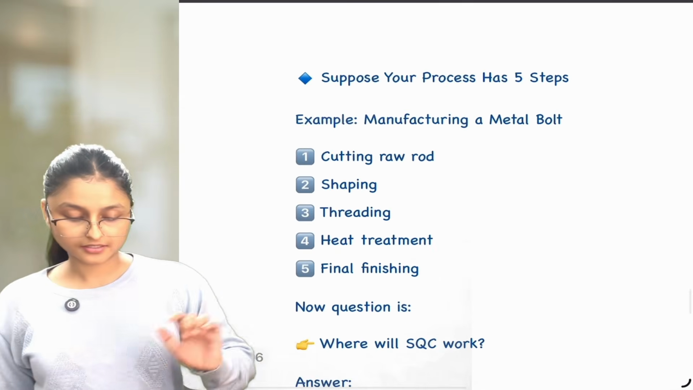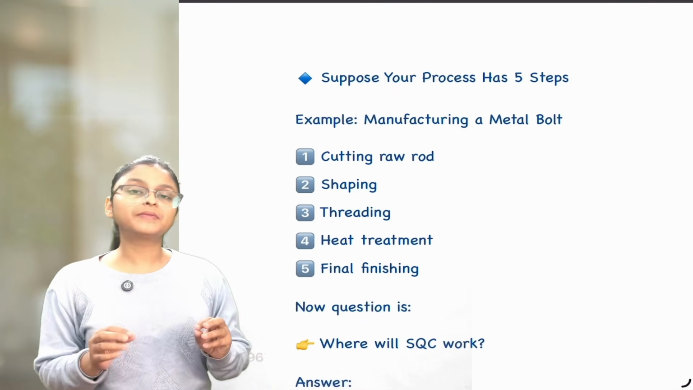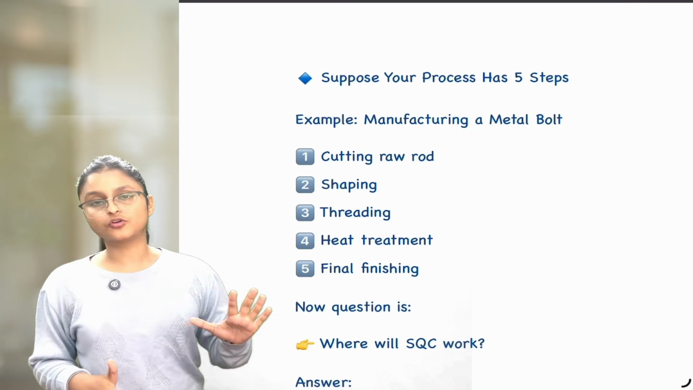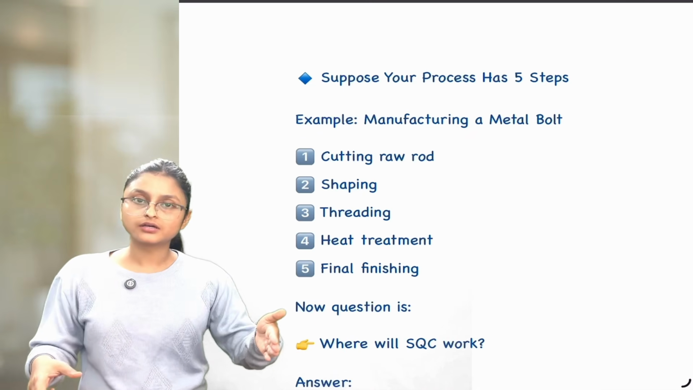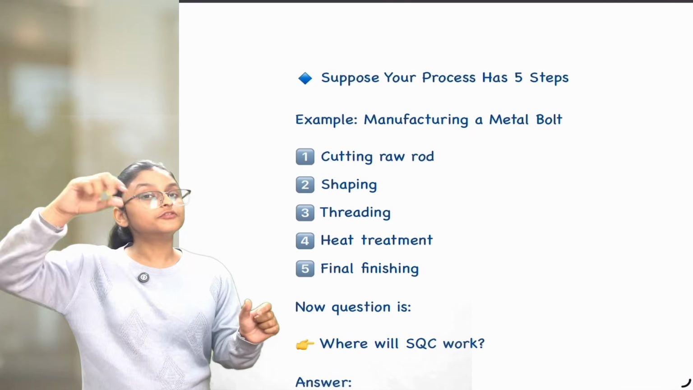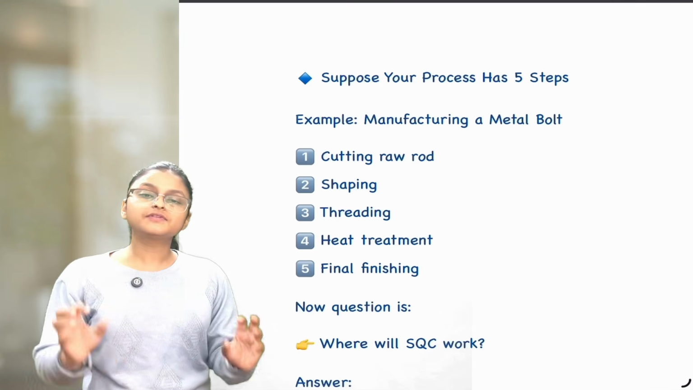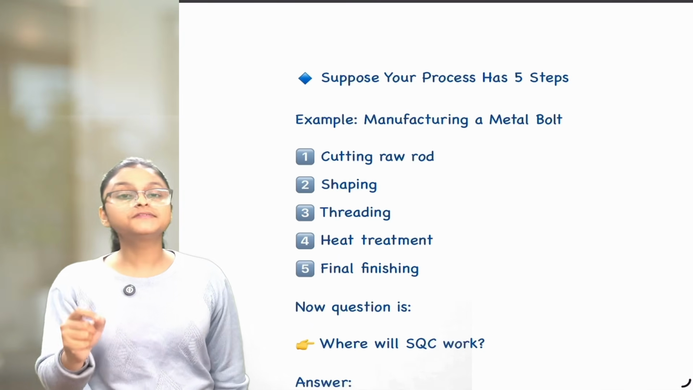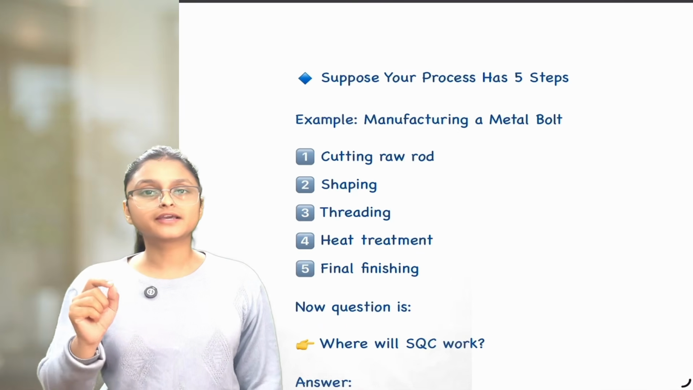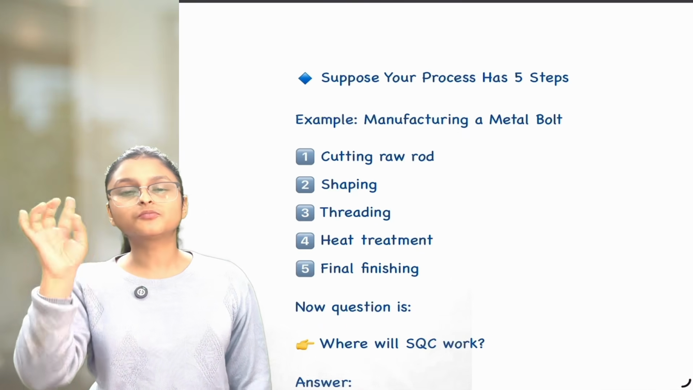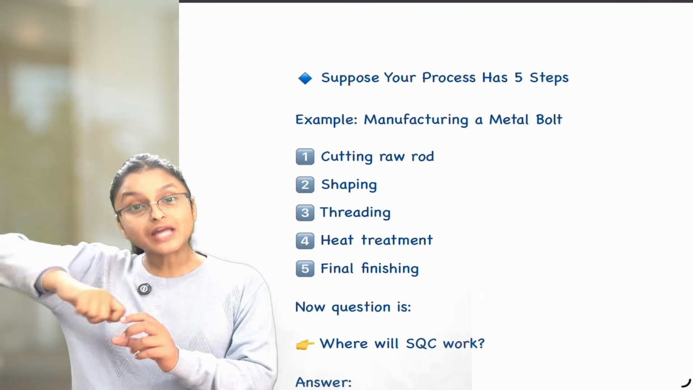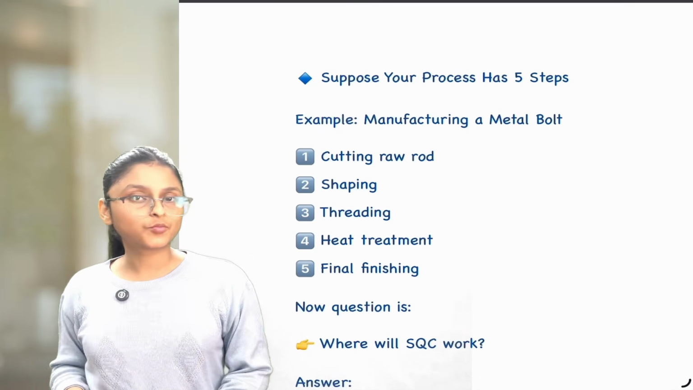Let's understand that. Let's assume we are manufacturing a metal bolt. To manufacture a metal bolt, 5 steps are followed. First, we cut the rod into short pieces from which we can make that metal bolt. Then we shape that rod on the basis of how a bolt looks. Then we do threading. Now what is threading? Have you seen those metal bolts where there is a spiral, due to which you are able to tighten that nut or that bolt?